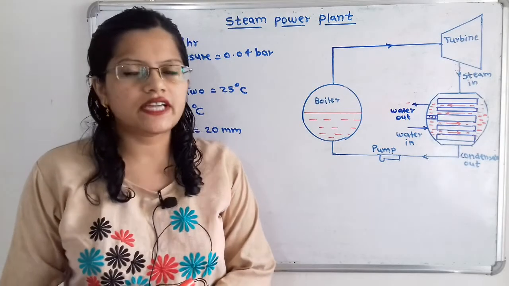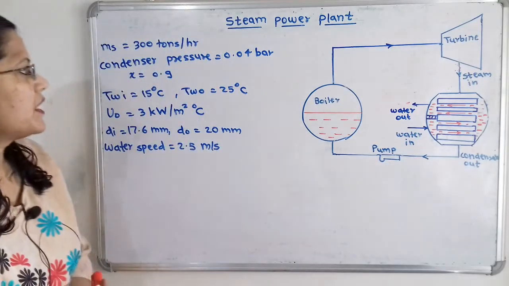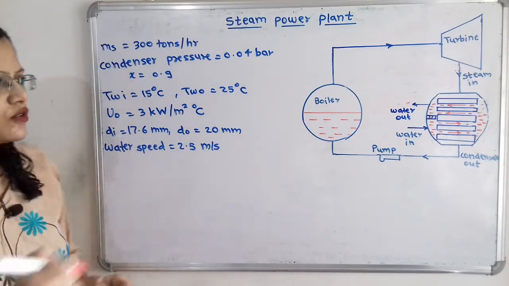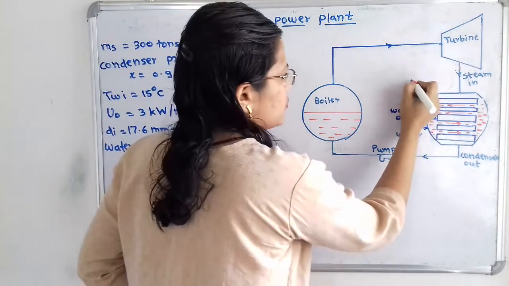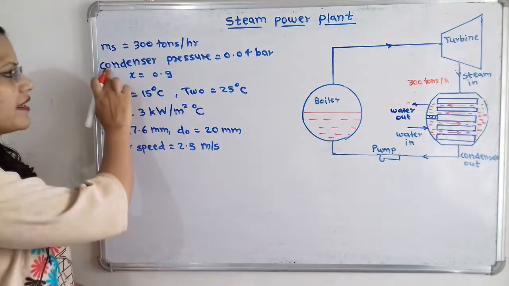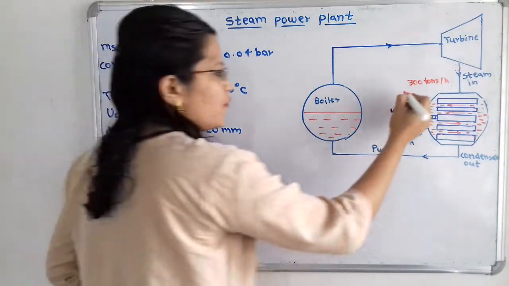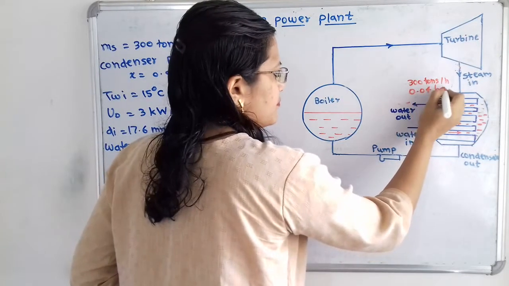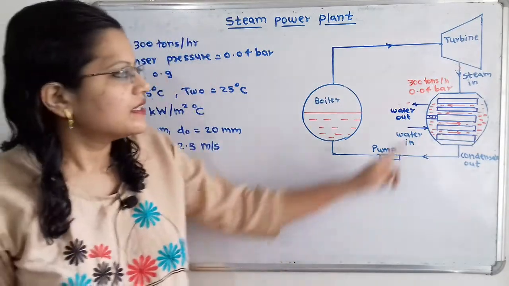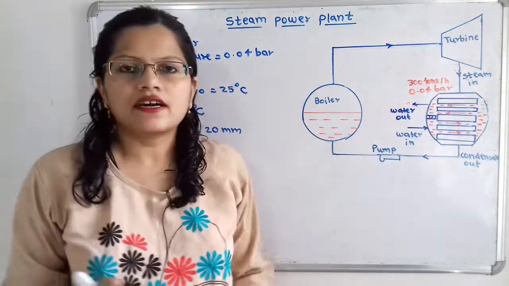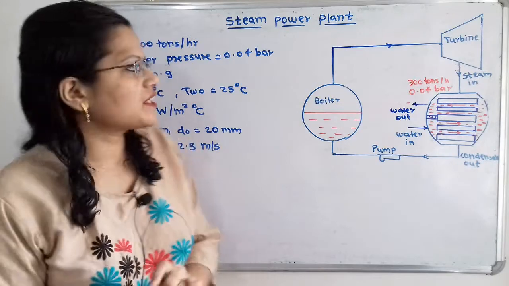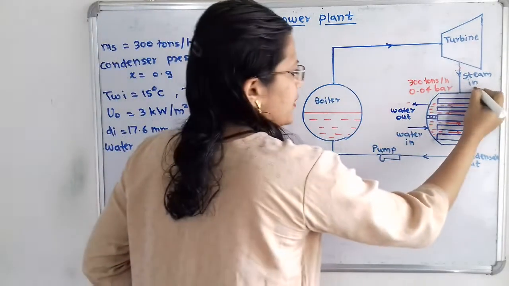Let us first understand the given data with the help of diagram. It is given that the mass rate of flow of steam is 300 tons per hour. So this is the rate of flow of steam inside the condenser, and I will write here 300 tons per hour. Then condenser pressure is given as 0.04 bar. Then the dryness fraction is given. We know that the fluid entering inside the condenser is the mixture of water plus vapor, so here the dryness fraction is given, x is equal to 0.9.